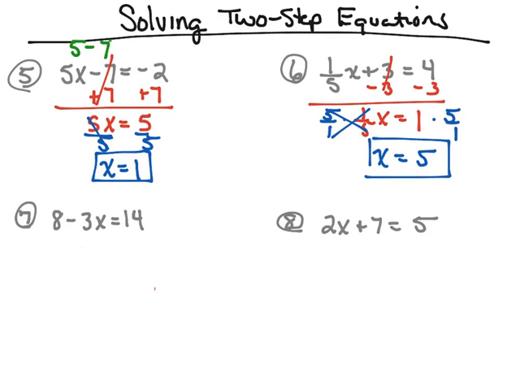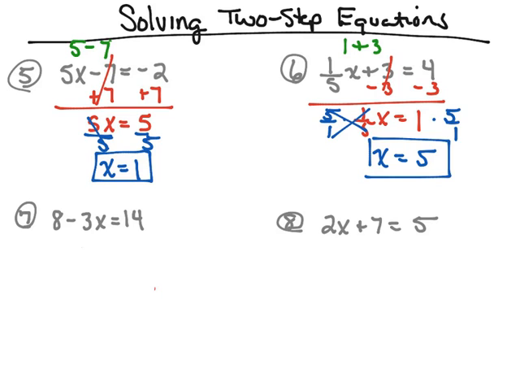Now notice if I check my work here real quick, if I replace x with a 5, 1/5 times 5 would equal a 1. And if I add 1 plus 3, notice that I do get my 4. So this is the correct answer here.